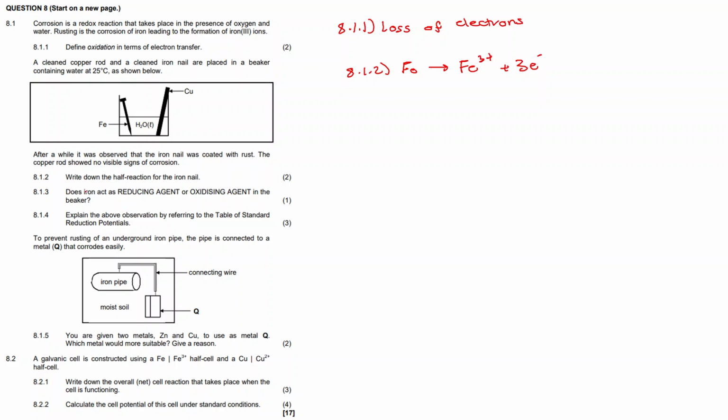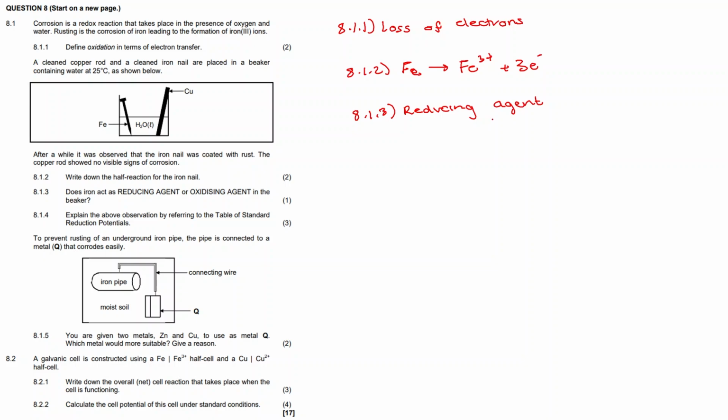Question 8.1.3. Does iron act as a reducing agent or an oxidizing agent in the beaker? So, as we know, the iron nail was therefore oxidized. And when a substance is oxidized, it means it acts as the opposite agent. So, the iron acts as a reducing agent.